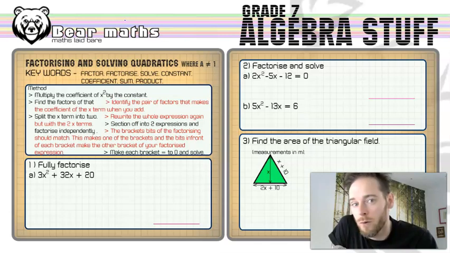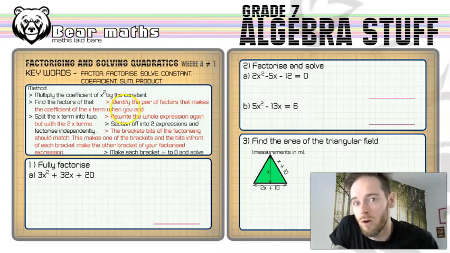Keywords here I've gone through in that video, but I'll tell you very quickly what they mean again. So factor, factorise, solve, constant, coefficient, sum and product. A factor is a number that fits in. Factorise is to put brackets in. Solve is to work out what the value of the letter is. Constant is the number bit of the expression. Coefficient is the number that is in front of. Sum is the result of adding, and product is the result of multiplying.